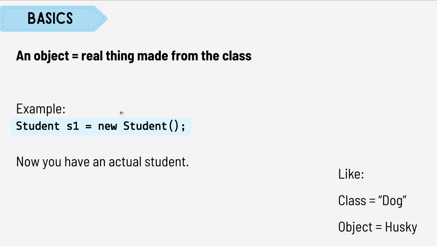To make an actual student, we need an object. That's basically what we make from a class. So the formula to get a student is the class name, object name, equals new class name, and the parameters inside. So because we're making a student from the Student class, and the name of the student, so s1 for now, equals new Student.